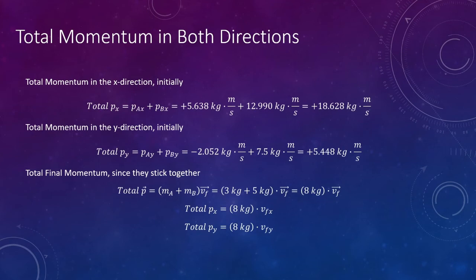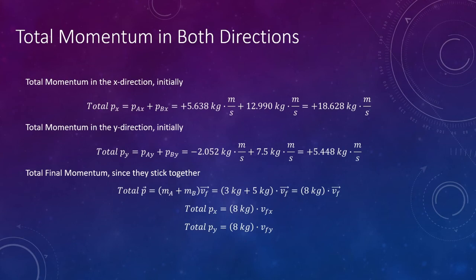And because we have a case where the objects stick together after the collision, their total final momentum will be their combined mass times that final velocity. And so we have the two masses, 3 and 5, that gives us 8 kilograms. So that means after the collision, the total momentum in x is the 8 kilograms, the combined mass, times their final velocity in x, and the total momentum in the y direction after the collision is that combined mass of 8 kilograms times the final velocity in the y direction.